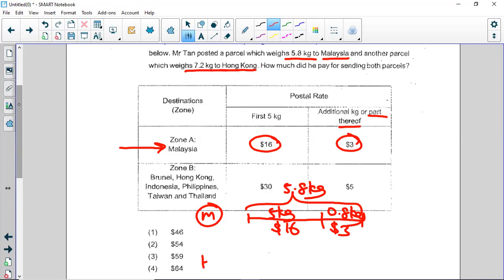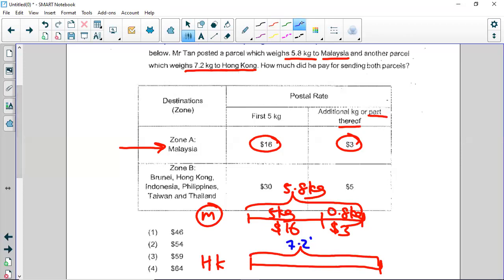Okay, then let's look at Hong Kong. So Hong Kong, you have a line again. So you have a second line, and that will be 7.2 kg. Okay, let me use a different color. Okay, this is 7.2 kg, and you have to now look at what? Look at the right country, take out the first 5 kg. So if you take out the first 5 kg, how much will that be? That will be $30.